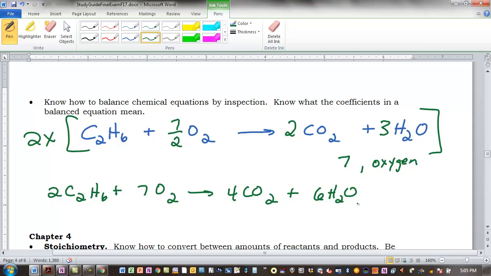And if you double check that just to make sure, it should still be balanced, of course. 4 carbons on each side, 12 hydrogens on each side, and 14 oxygens on each side. 8 plus 6 on the right. Okay?